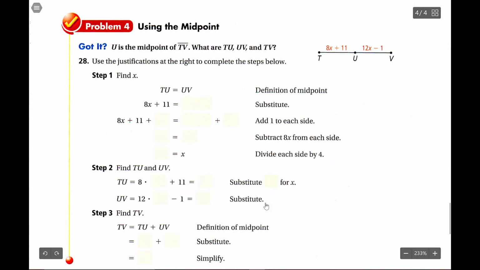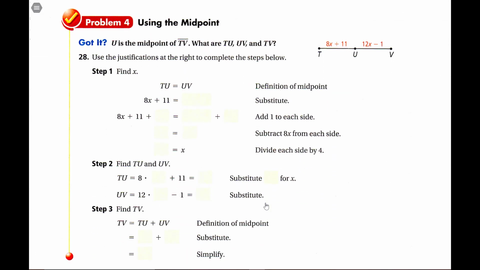Our next example is using the midpoint. So we're given that U is the midpoint of TV. We want to find out what is TU, UV, and the overall length of TV. First step, TU is equal to UV. That's the definition of the midpoint. We're given that TU is 8x plus 11. They've already substituted that in. UV is 12x minus 1, so we'll write that in ourselves. And that's the substitution rule.